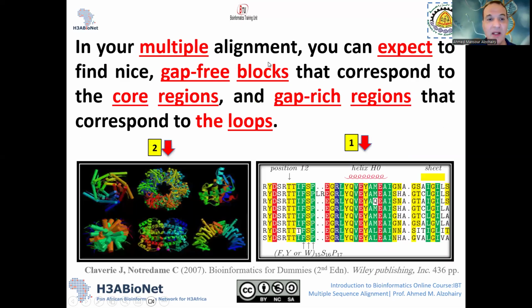Okay. So in the new multiple sequence alignment, you can expect to find, of course, nice gap-free blocks that correspond to the core region, which is alpha helix and beta sheet, and gap-rich regions that correspond to the loops, as we can see here. Here are places for the helixes, places for the sheet. Here, in this position, you will find the gap-free region in the helix and sheet. But the position that contains a gap-rich region corresponds to the loops.